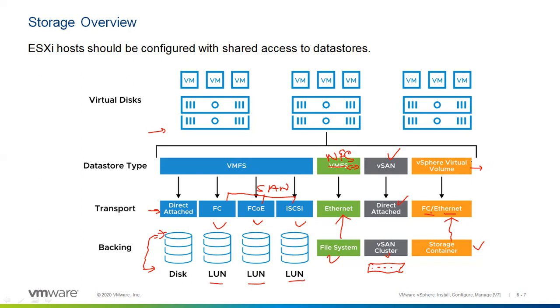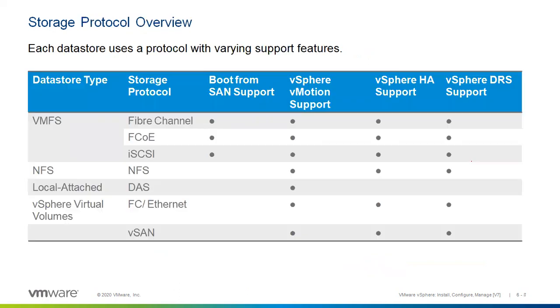We are going to discuss this in much more detail, don't worry about that. So let us see some of the feature differences across the different types of storage. When a datastore is presented as VMFS, my storage protocol could be Fibre Channel, FCoE, or iSCSI, and all of these support boot from SAN. When we say boot from SAN, if an ESXi host is diskless and we want to present remote storage even for installing ESXi, that concept is called boot from SAN.